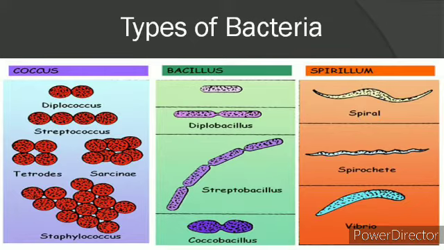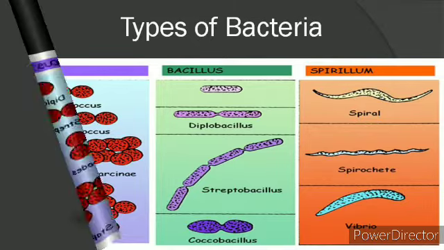We can classify bacteria into 3 different parts. First is coccus, that means in the shape of a sphere. Second is bacillus, that means it is in the shape of a rod. And third is spirillum, that means it is in the shape of a spiral, that is spring, helical. So we can divide bacteria into these 3 types of cell.